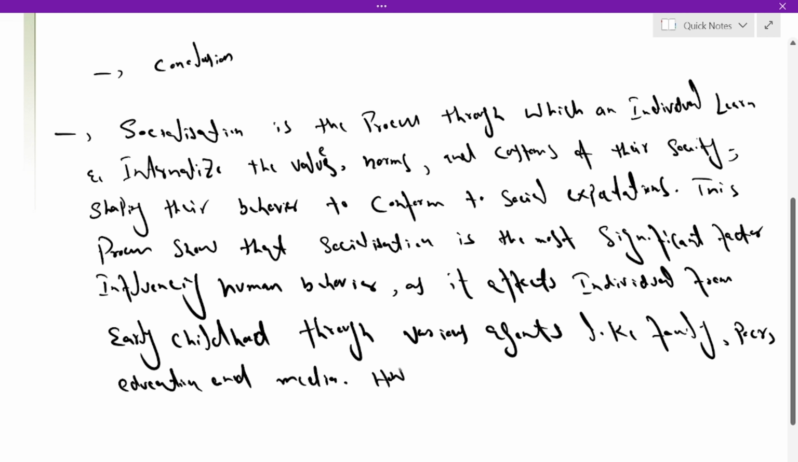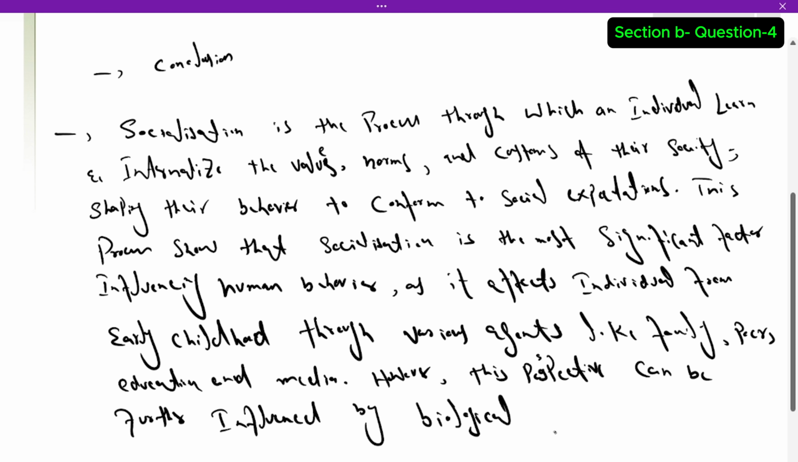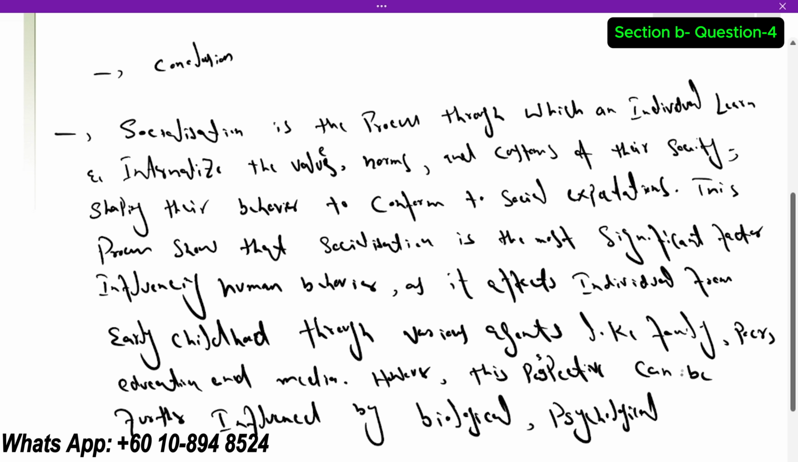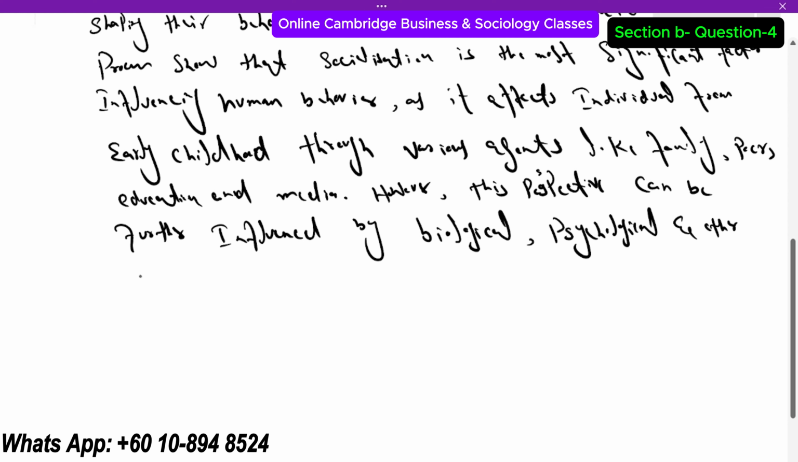However, this perspective can be further influenced by biological, psychological, and other social explanations to shape behavior.